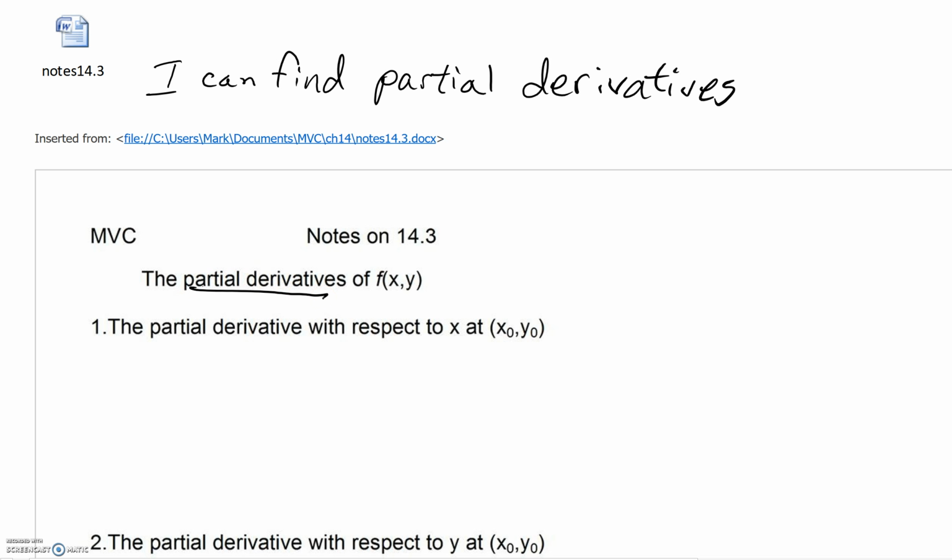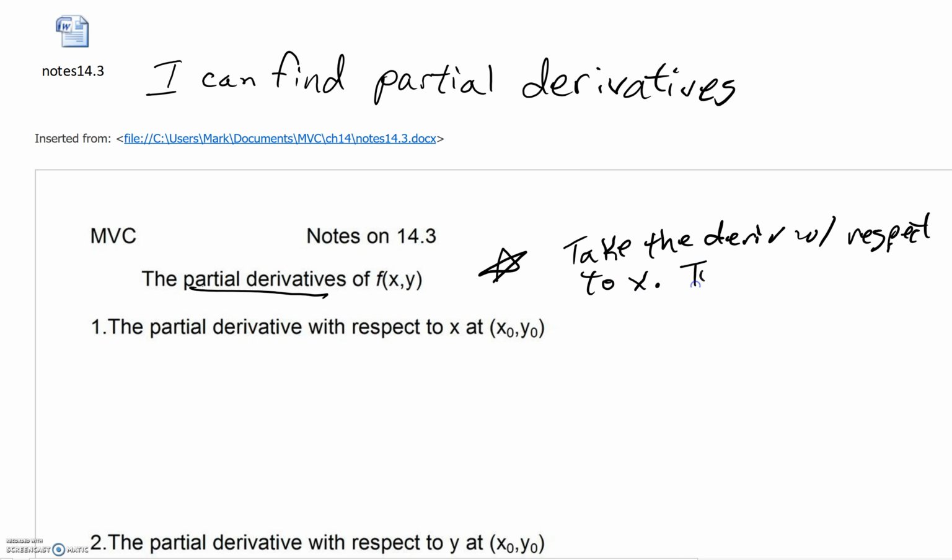Partial derivatives. To take derivatives, we're going to have to focus on a derivative with respect to x or with respect to y. So the first thing here, the partial derivative with respect to x at a given point. I'll tell you what's going to happen. It means take the derivative with respect to x, but here's the trick: treat y as a constant. That's the name of the game.